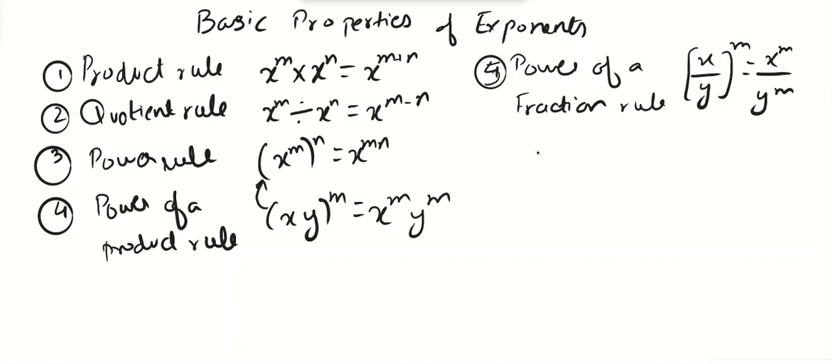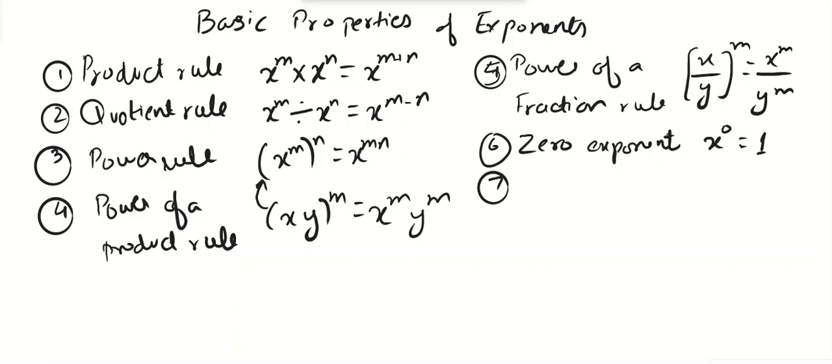The next is the zero exponent rule. In this rule, if a number, for example x, is raised to power 0, its equivalent will be 1.